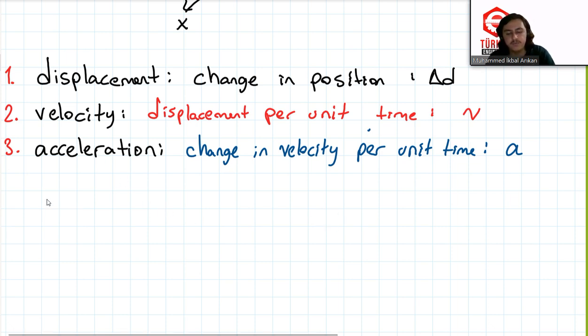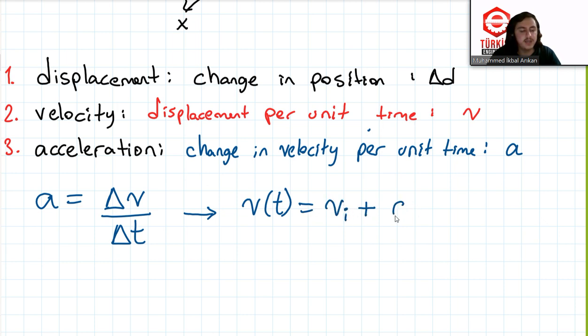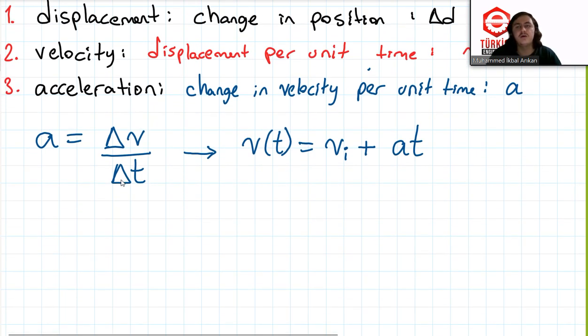So let us put some formulas. Acceleration is equal to our change in velocity per unit time, so it will be delta v divided by delta t. So it is our basic part. Then we move from acceleration to velocity. Velocity as a function of time will be equal to our initial velocity plus acceleration times time. I'm just putting some basic equations which we will use in our problems.